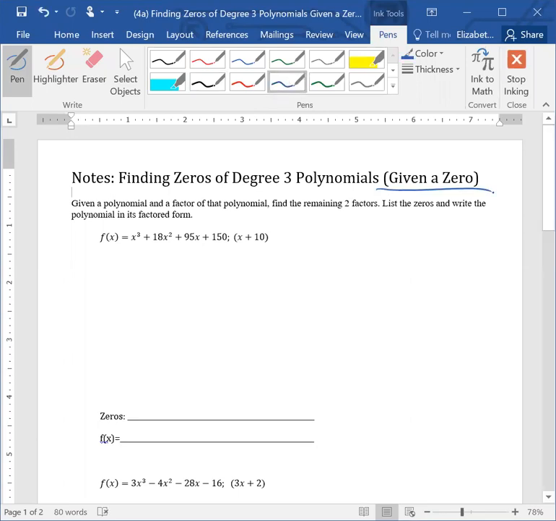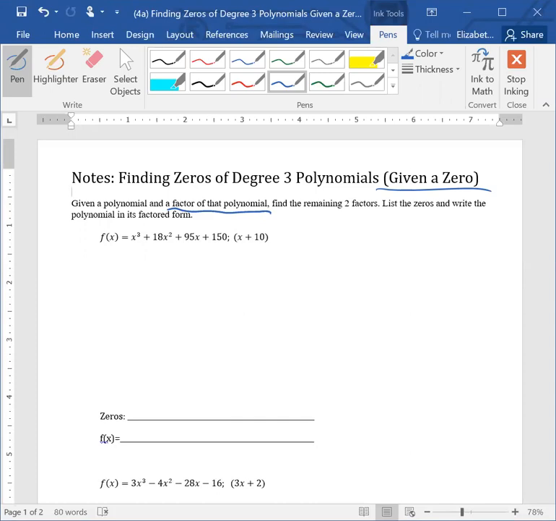All right, so given a polynomial and a factor of that polynomial, you remember in the last lesson we learned that when you're dividing using regular polynomial division or synthetic division, if you end up with a remainder of zero, then that number is a factor. They are telling us ahead of time that the number they're starting out with is a factor. So given a polynomial and a factor, find the remaining two factors. List the zeros and write the polynomial in its factored form.